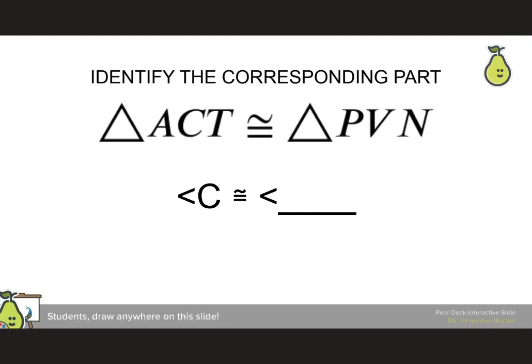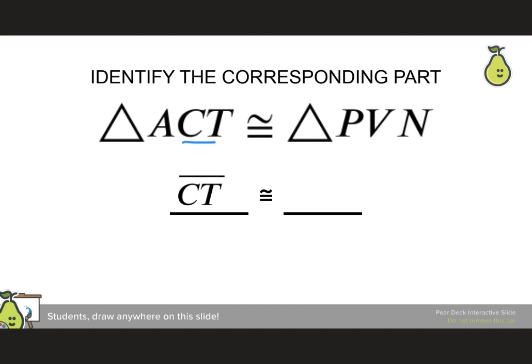So just so we can emphasize that this triangle congruent statement basically shows us which angles and which sides match up, we can use the order of the letters to figure out corresponding parts. So if I look at angle C, that's in the second position of the lettering, which means that it's going to match up with the second letter in the positioning here. So angle C is congruent to angle V, according to the congruent statement.